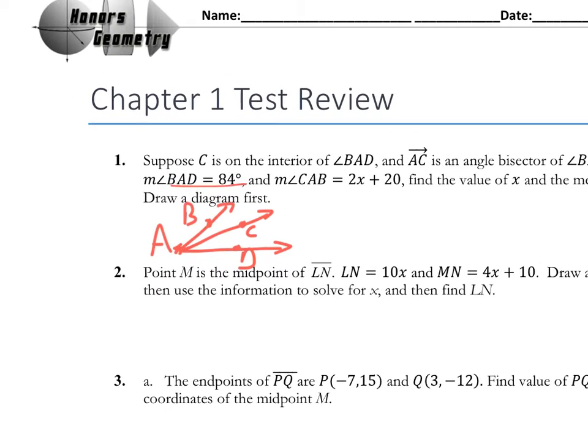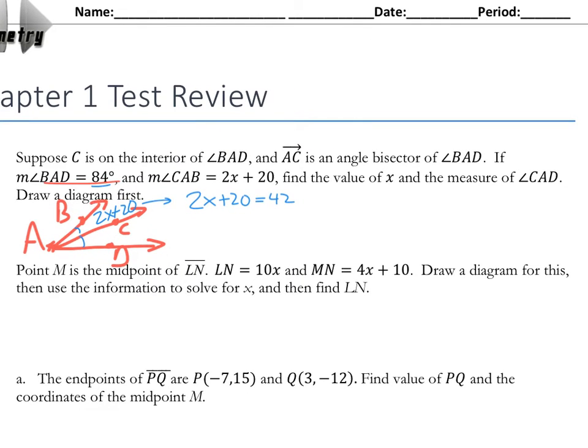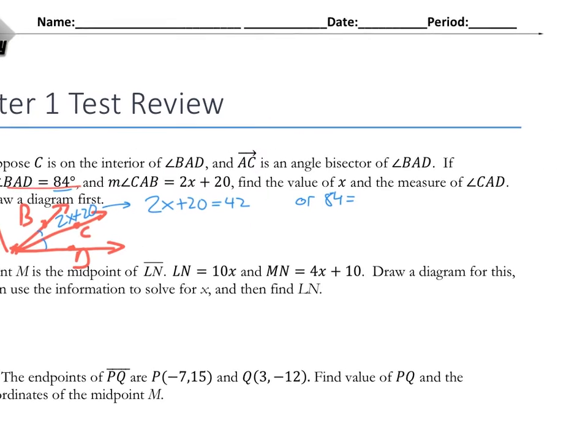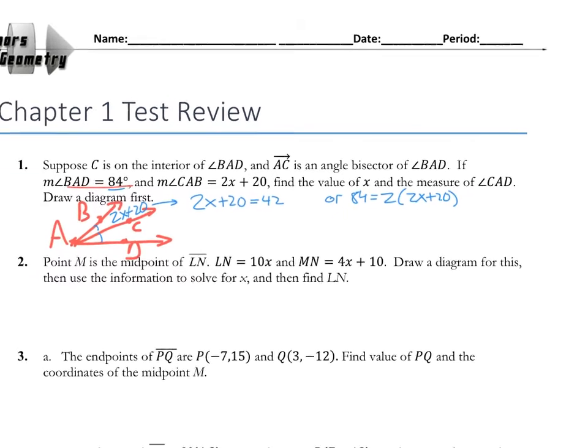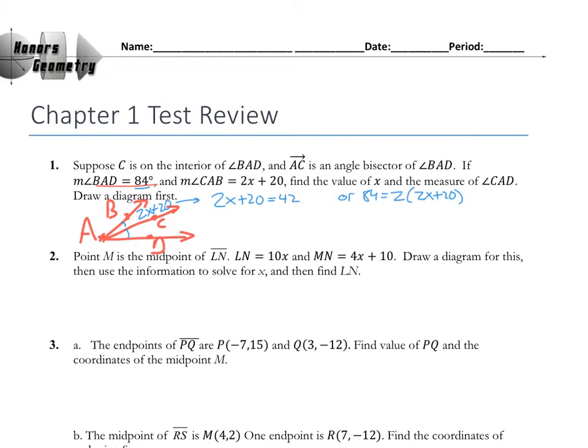All right. Now we know this is an angle bisector, so I'm going to mark these as congruent. And CAB, that's this guy right here, is 2x plus 20. Well, since this is an angle bisector, we know that that's half of it. So you can do this a couple ways. We can say that, well, half of 84 is 42. So we could say 2x plus 20 equals 42. Or we could say 84, the total degrees, is 2 times that expression, 2x plus 20. All right? So 2 ways to go. You'll get the same answer either way.